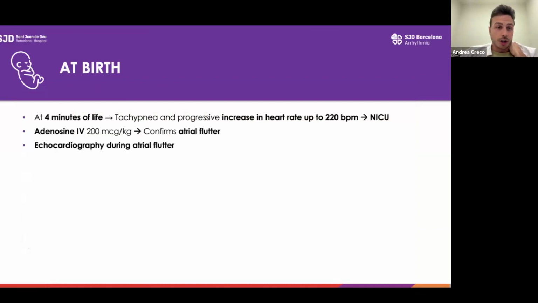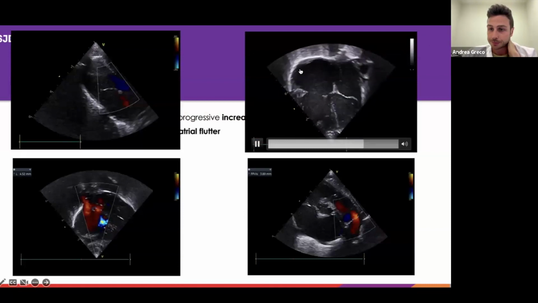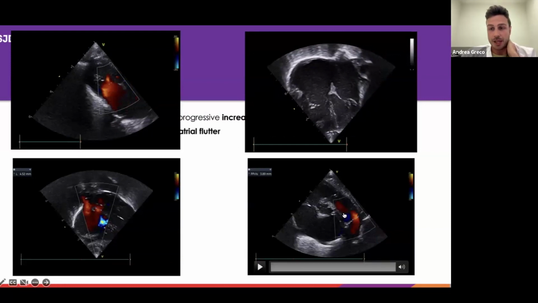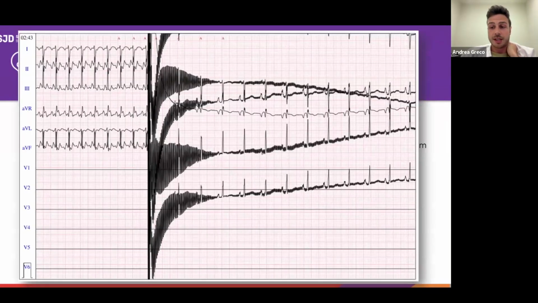Also, we perform an echocardiography during the tachycardia, and we observe a significant dilatation of both atria, especially the right atrium, as we see in the fetal scans, a moderate biventricular dysfunction, a PFO, and PDA. So with this information, we decide to do a synchronized electrical cardioversion at 1 joule per kilo under sedation. And this is the electrocardiogram of the electrical cardioversion, when we can see the transition to a sinus rhythm with very big P waves.